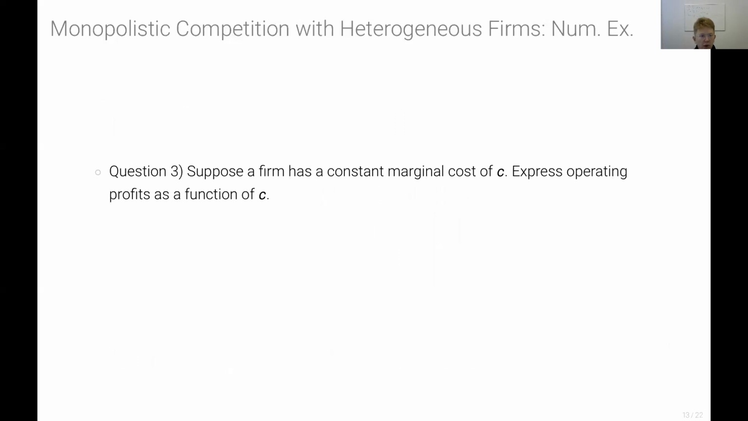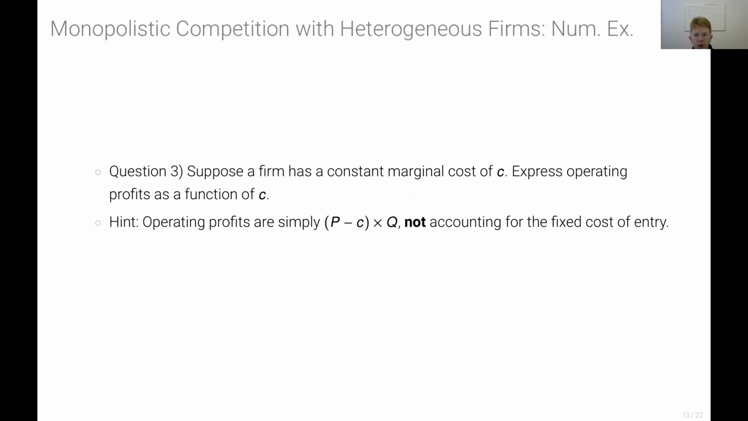So if you don't know what operating profits are, you might be stuck here for a little bit, but just to give a hint, operating profits are given by the price minus the marginal cost times Q. And so this is basically going to be profits that are considering all costs except for the fixed cost entry.